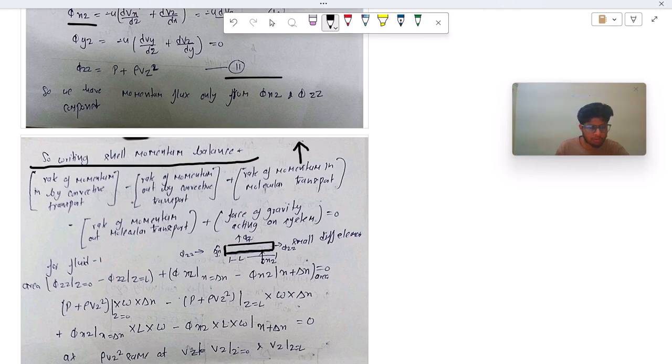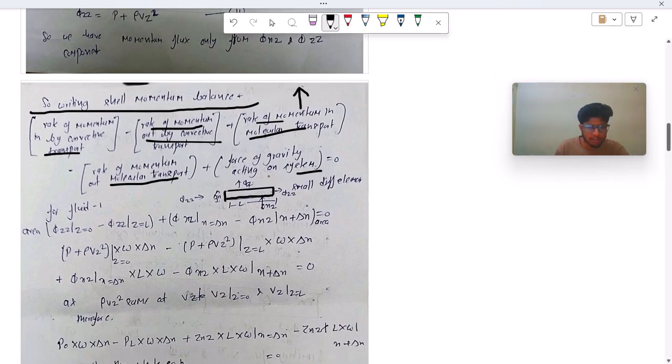If we do the shell balance here, first of all, we know what the shell balance is: rate of momentum in by convective transport minus rate of momentum out by convective transport, plus rate of momentum in by molecular transport minus rate of momentum out by molecular transport, plus force of gravity acting on the system. As there is no gravity component in the horizontal direction, this term will be 0. We have only four terms remaining.